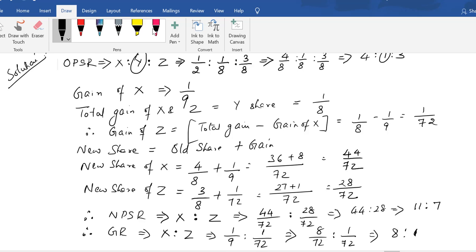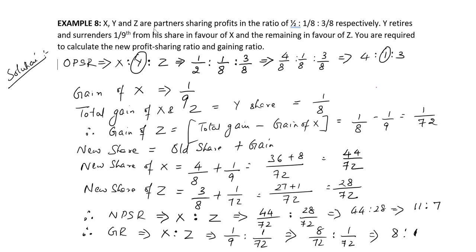To summarize, we have new profit sharing ratio between X and Z is equal to 11 is to 7, and the gain ratio between X and Z is equal to 8 is to 1.